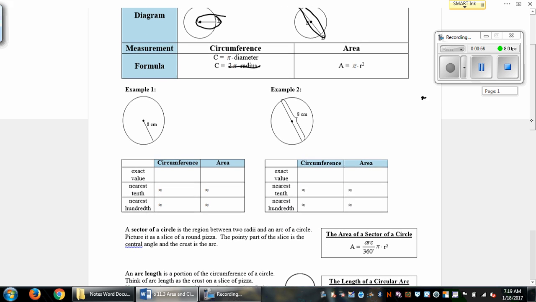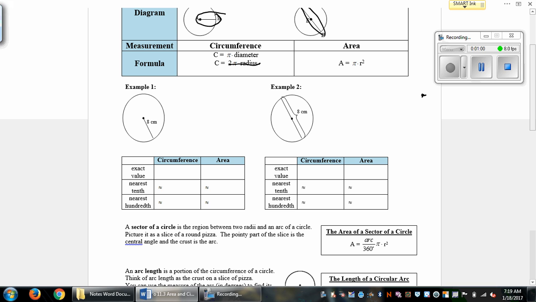Okay, so the first part here, we're going to look at circumference and area of a couple different circles, and then we're also going to look at the exact value compared to rounding it. So for this particular example 1, we have a radius of 8. So in order to get the area, we would do pi r squared. So that would be 8 squared times pi, or 64 pi. That is the exact value using pi. So if you have pi in your answer, you do have the exact value.